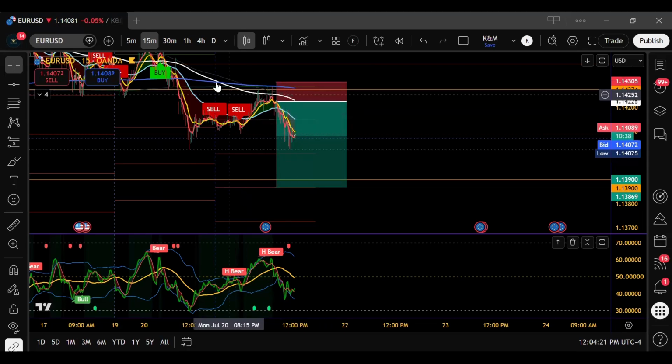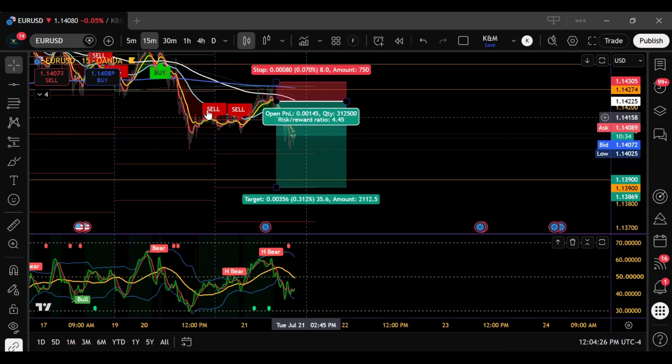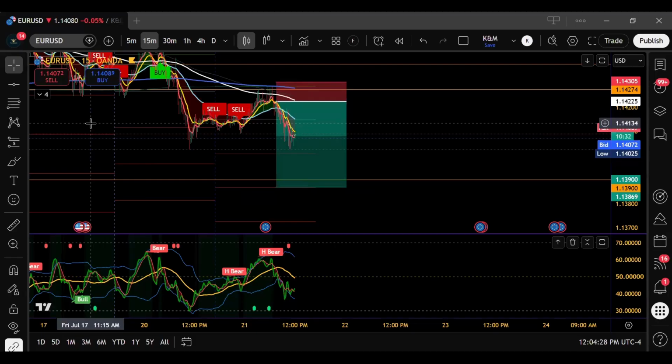This is probably going to keep selling because everything just crossed like that. I'm going to look to trade this the rest of the week.